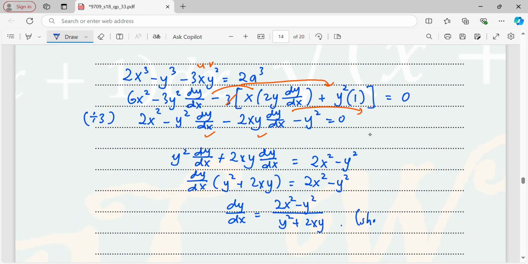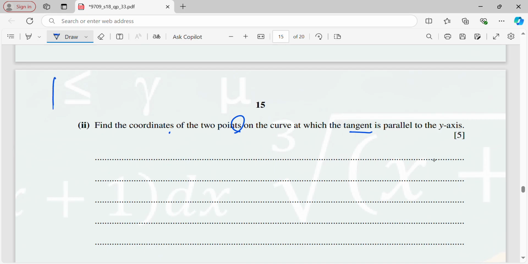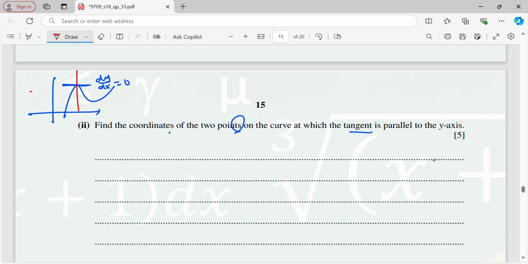So we have shown this dy dx. Part 2, find the coordinates of the 2 points on the curve at which the tangent is parallel to the y-axis. So now, for information, if you are given this graph, tangent parallel to the x-axis means dy over dx equals 0. When the tangent is parallel to the y-axis, it is infinity because they are perpendicular to each other. So here dy dx equals infinity.